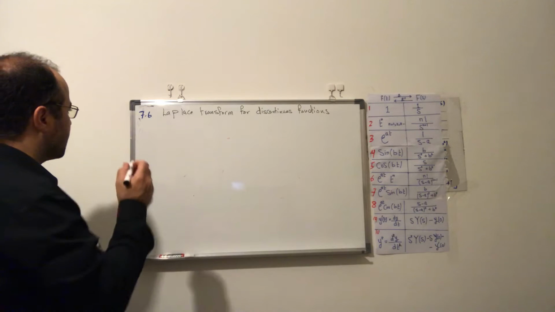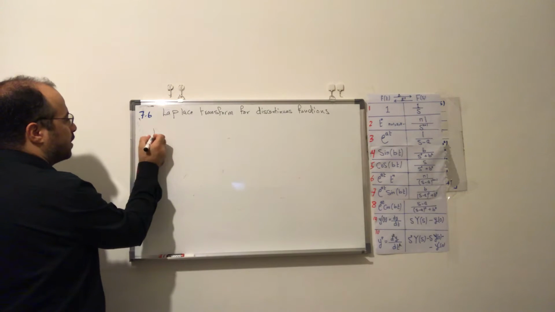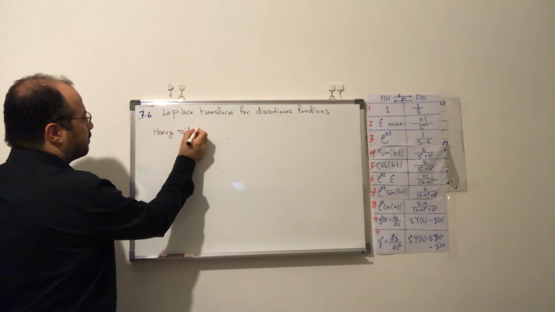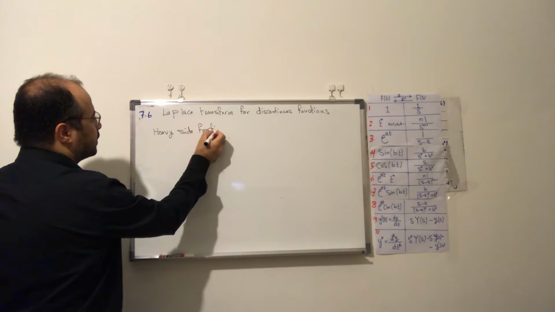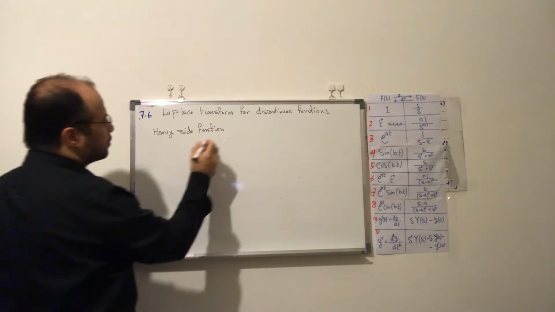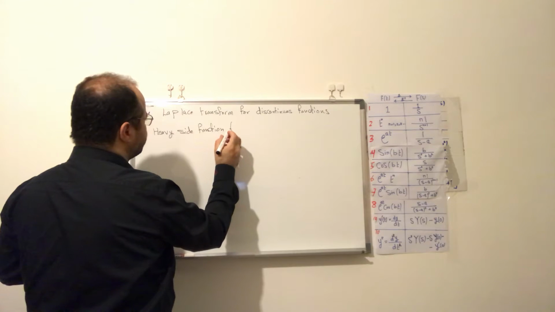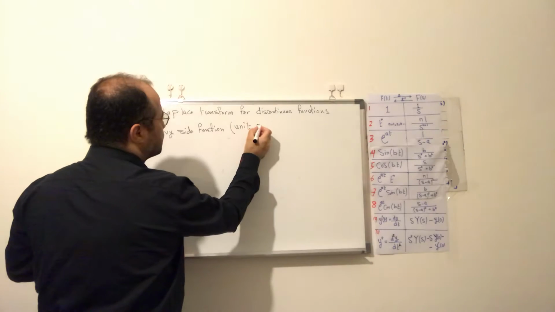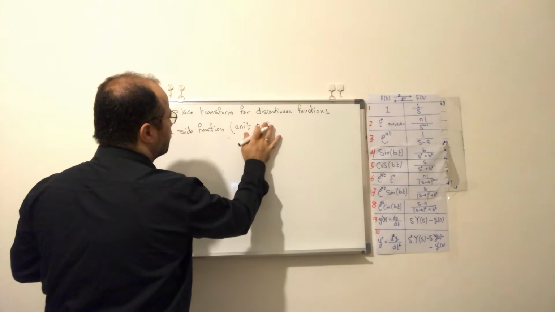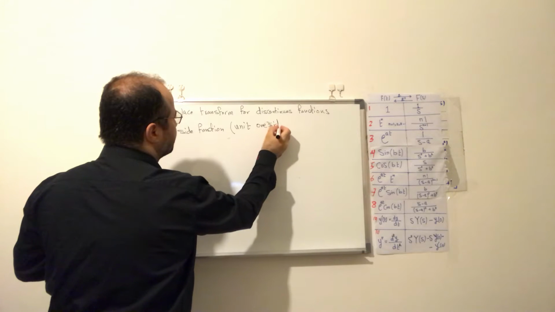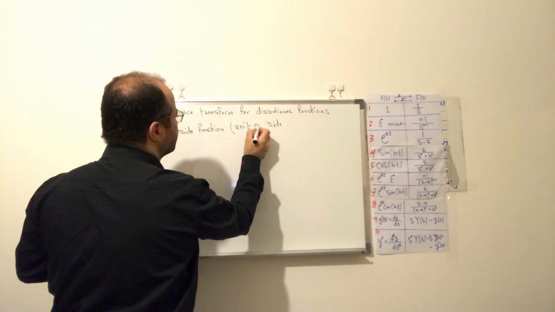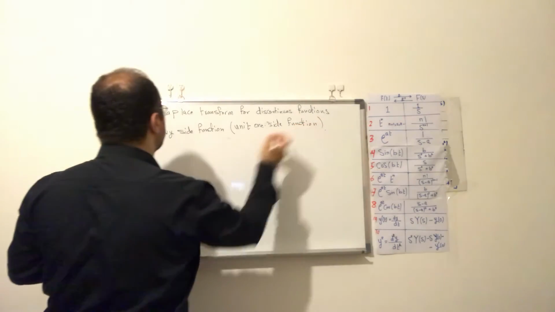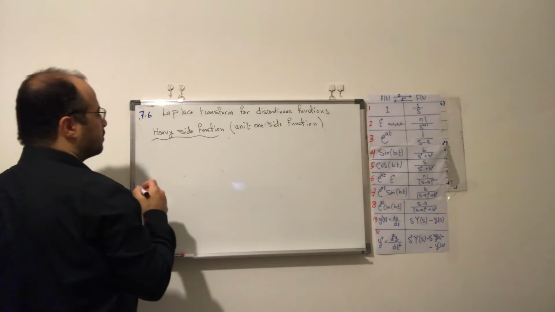Let me start with the first function, which is the Heaviside function. In the book this function is called the unit step function. Let me just show you what kind of function this Heaviside function is.